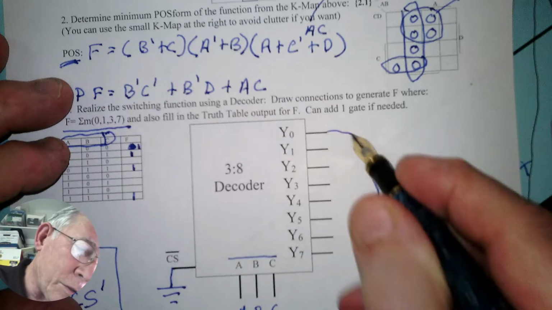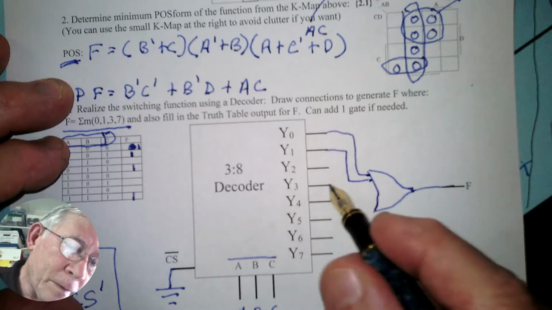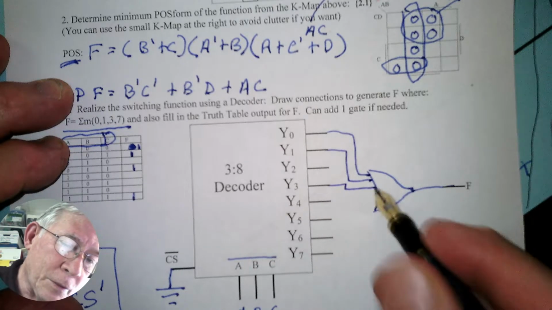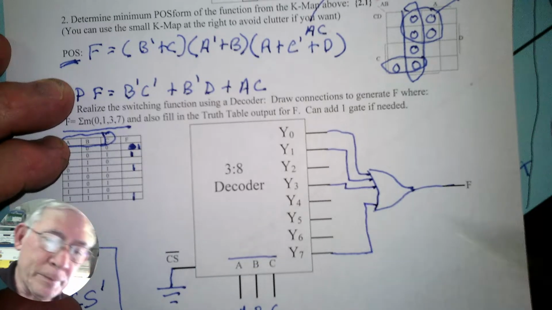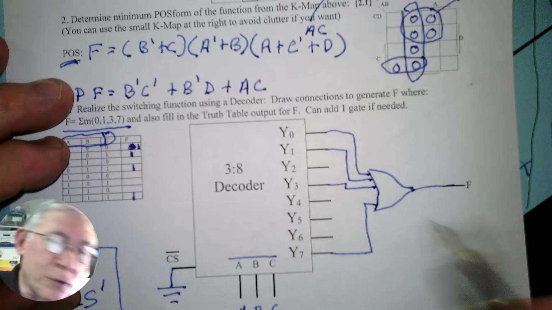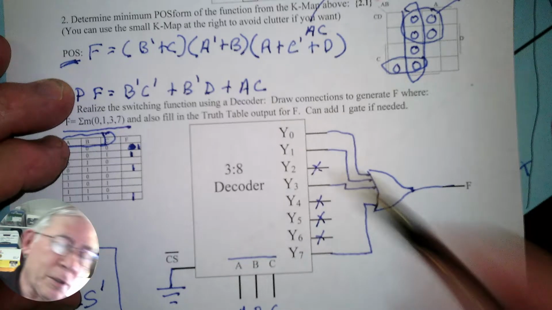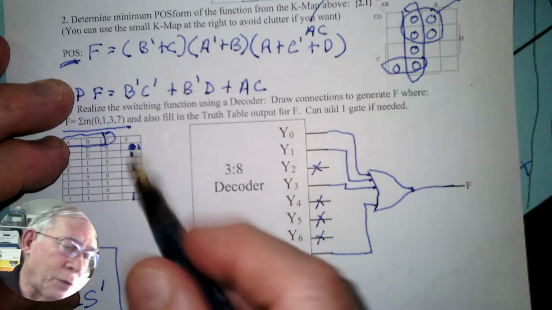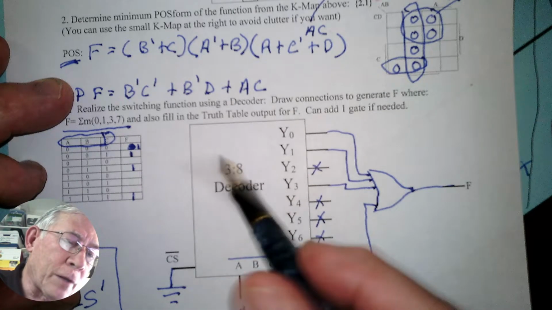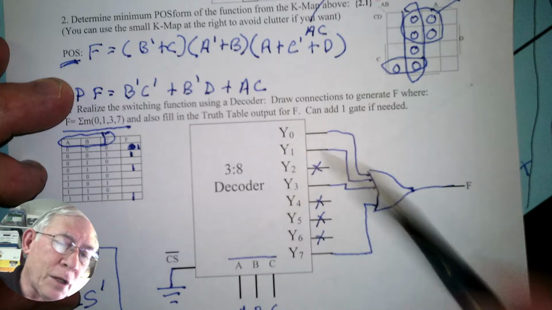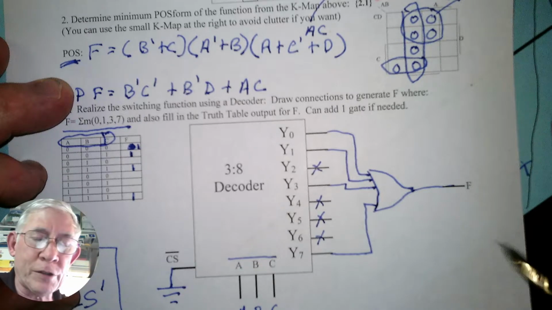So 0, 1, 3, and 7. Just like that. I don't connect 6, 5, 4, and 2 because there are zeros. So whenever I have these addressed, I want my F to be 0.